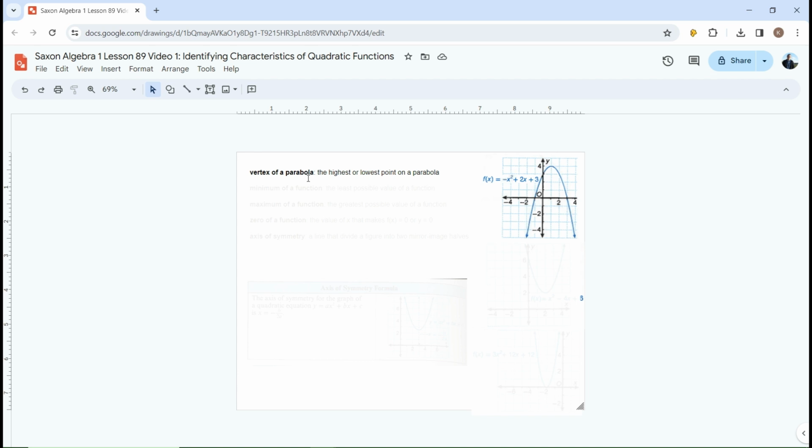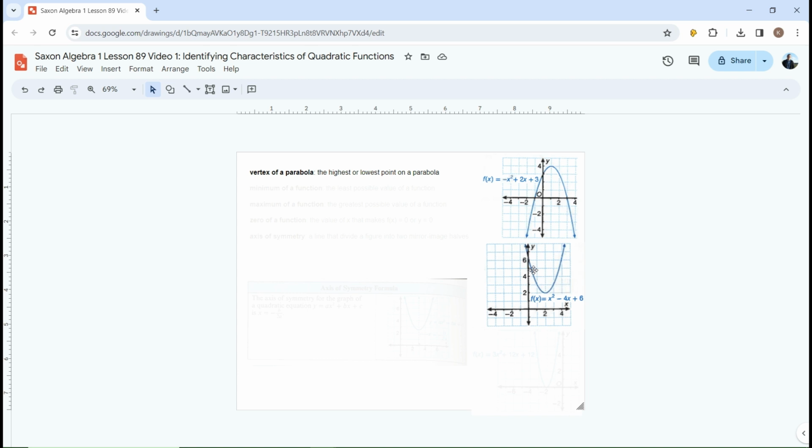First of all, parabolas have a vertex, the highest or lowest point on a parabola. Notice that because this parabola opens downward, it's going to have a highest point that it reaches, and then either end is going to go downward. This parabola, on the other hand, opens upward. It's going to have a lowest point, and then either side is going to go upward.